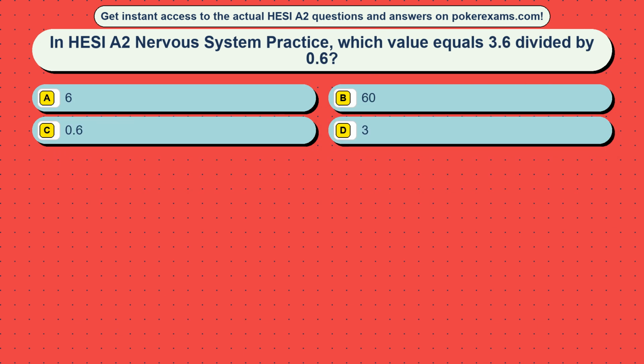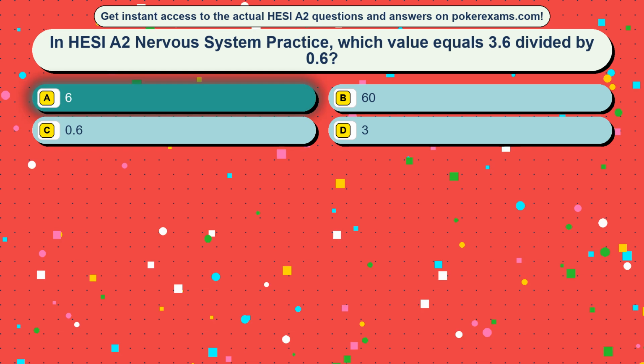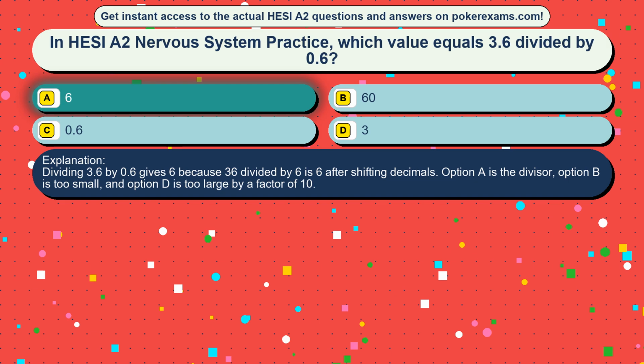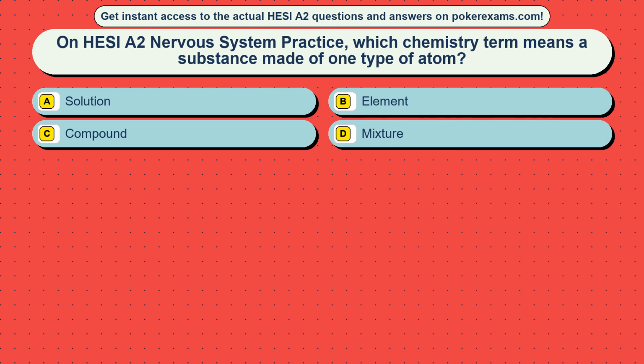Question 3. In HESI A2 nervous system practice, which value equals 3.6 divided by 0.6? Option A, 6. Option B, 60. Option C, 0.6. Option D, 3. The correct answer is option A, 6. Dividing 3.6 by 0.6 gives 6 because 36 divided by 6 is 6 after shifting decimals. Option C is the divisor, option B is too small, and option D is too large by a factor of 10.